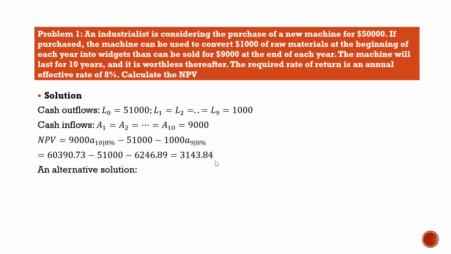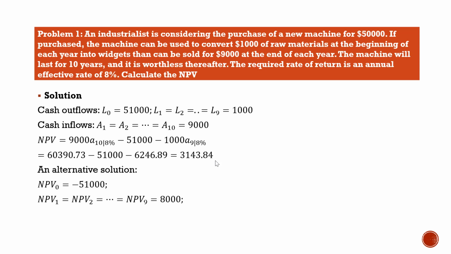An alternative solution for this is we are going to consider the net present value at each time, at time 0, time 1 to time 10. So at time 0, the net present value is negative $51,000, because at the beginning we have to pay when we do not earn anything. So we have $50,000 paid for the machine and $1,000 for raw materials. So the net present value at time 0 is negative 51,000.